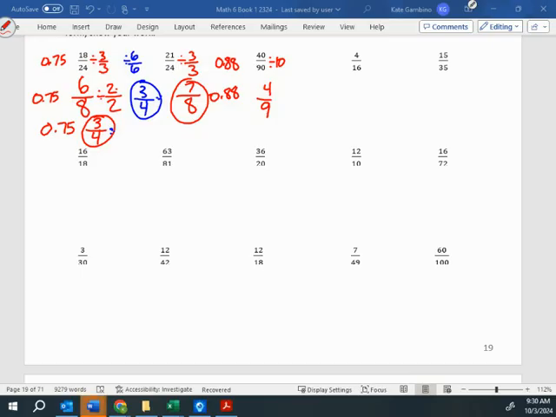Can I go any simpler? 4 and 9 don't share any other factor. So now I'm going to check, did I do my math right? 40 divided by 90 is 0.44. 4 divided by 9 is 0.44. They are equivalent fractions, and I can't go any simpler.